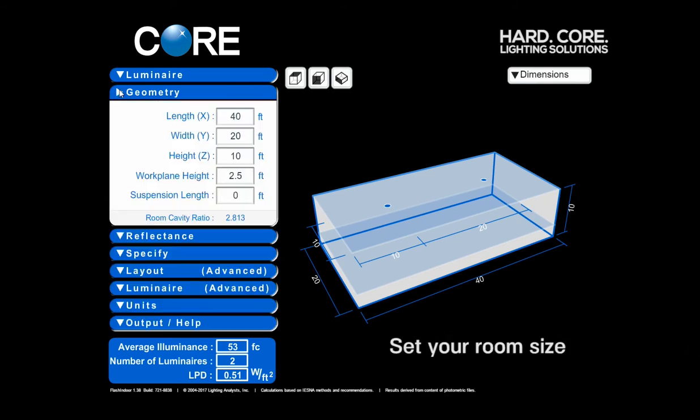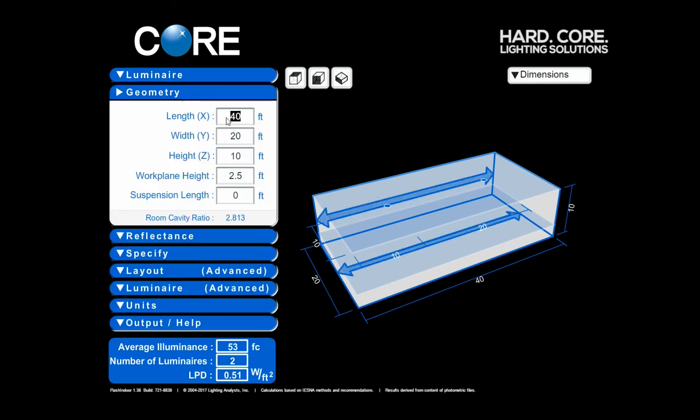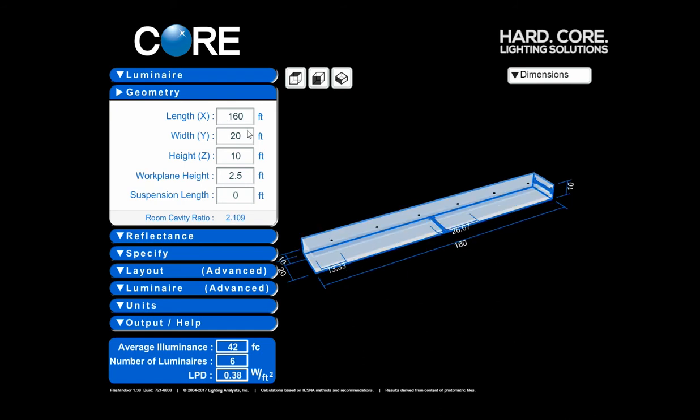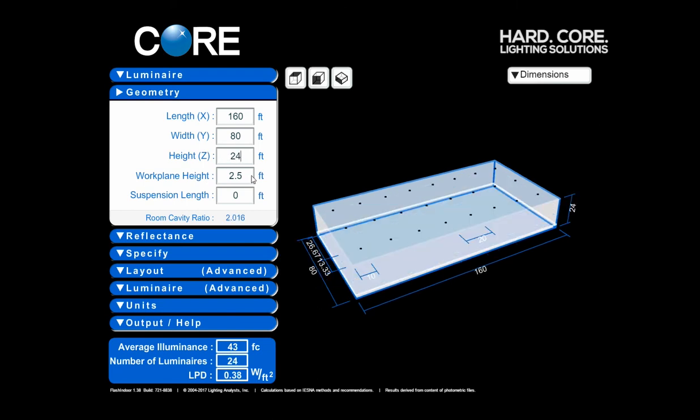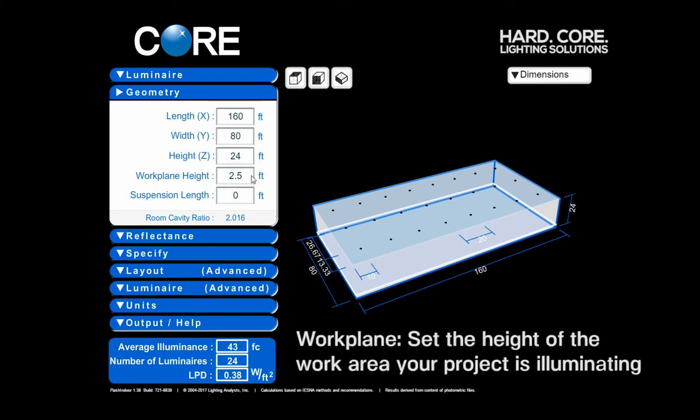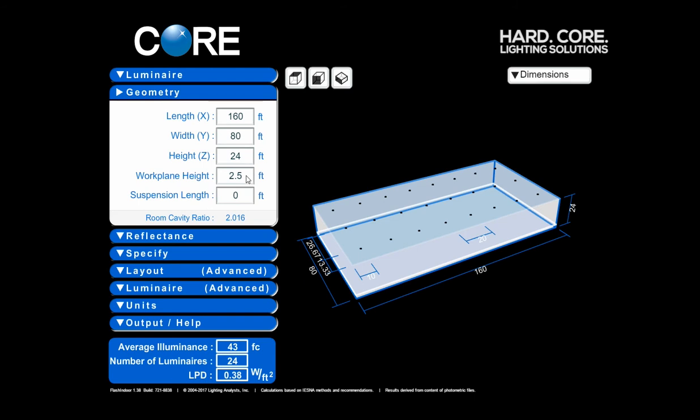The next tab is your geometry. We're going to change our room to be 160 feet by 80 with a height of ceiling at 24 feet. The work plane is 2.5 feet up from the ground. So if you had desks or tables at this height, the points for calculation are based on this height. You can change this to floor or any other measurement that you want. Supposing that you're working on a 4-foot table in a back room, you could change that to 4 feet if you want.